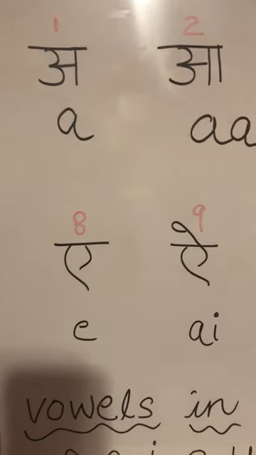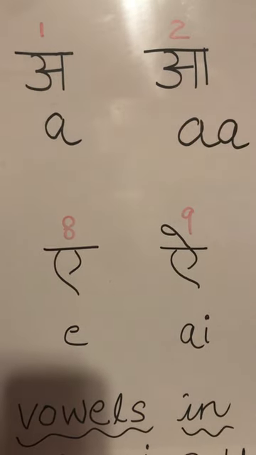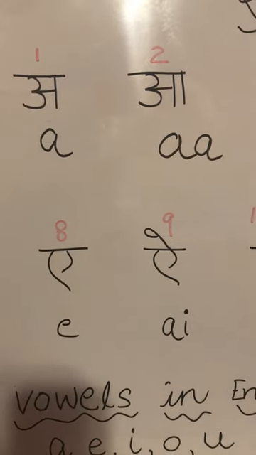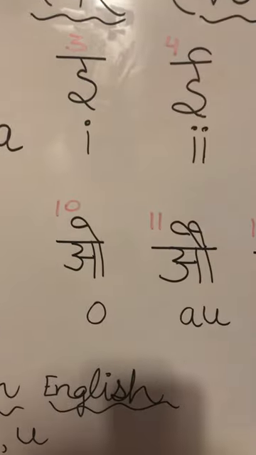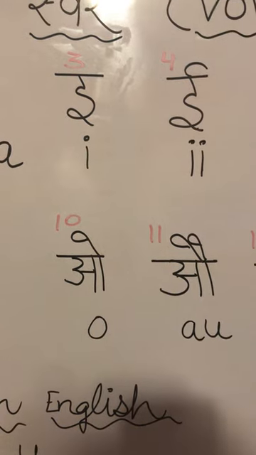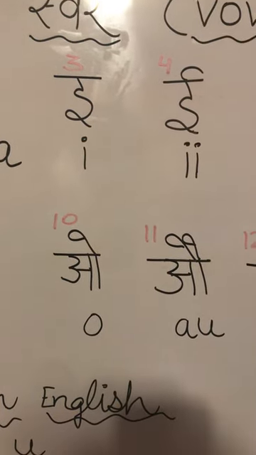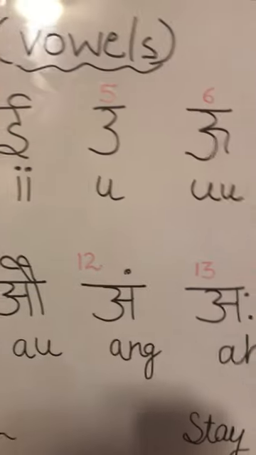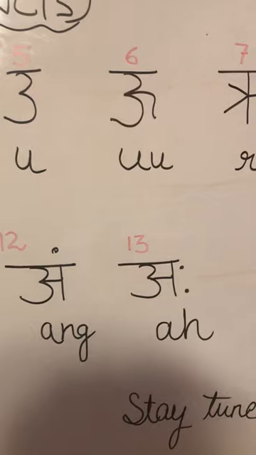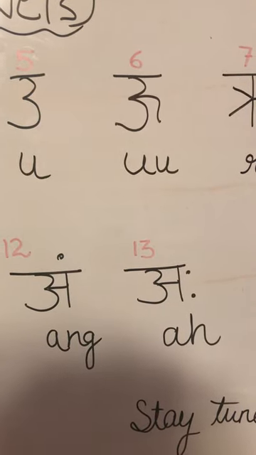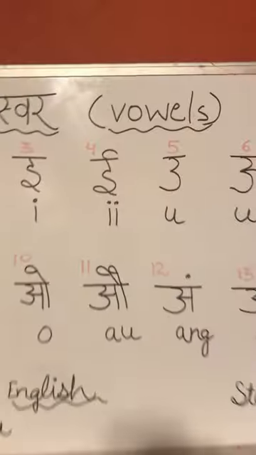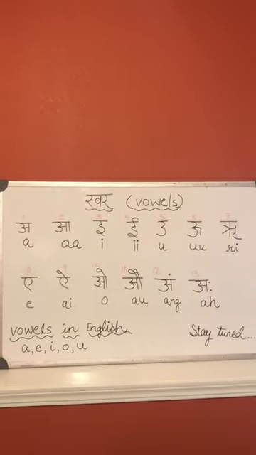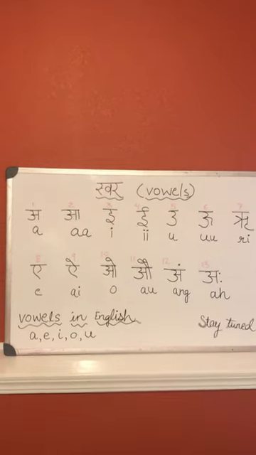Let's go here. E. I. Repeat. Wonderful. O. Au. Repeat. Nice. Ang, ah. Repeat. Nice. Okay, let's go a little far and let's do it all together.